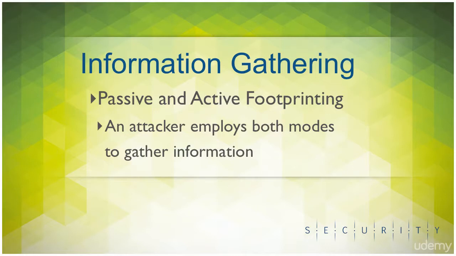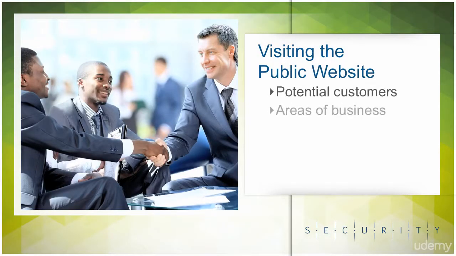All right, Robin, as we have said before, footprinting is about information gathering. It can be both passive and active, and as an attacker, you employ both modes to gather information. So, the question is where do we start first? Now, the immediate answer is I will visit their public website to understand the organization and gather details about the organization, key people, contact details, etc. You will try to gather information about potential customers, areas of business, technologies that they use, etc.